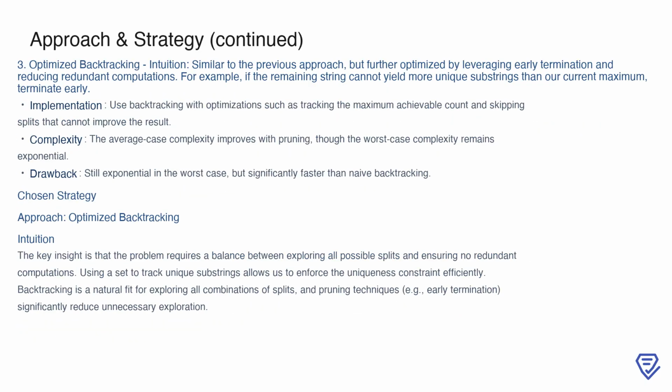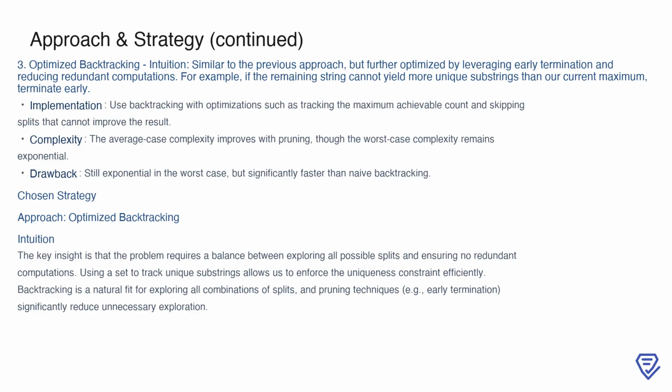Building on the backtracking approach, we consider an optimized version that incorporates additional strategies to improve efficiency. This version uses pruning techniques to terminate paths early when further exploration cannot improve the current maximum count of unique substrings. For example, if the remaining portion of the string is too short to yield enough new unique substrings to exceed our current maximum, we can stop exploring that path. This optimization reduces redundant computations significantly.